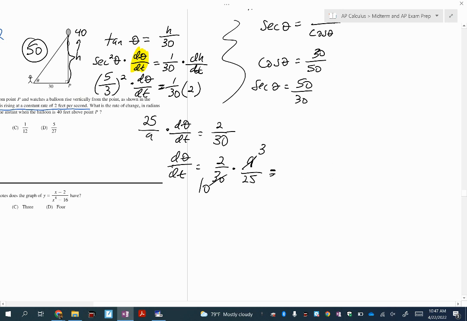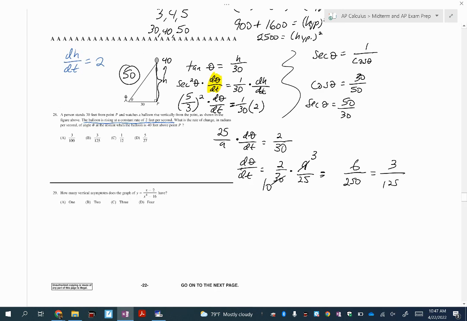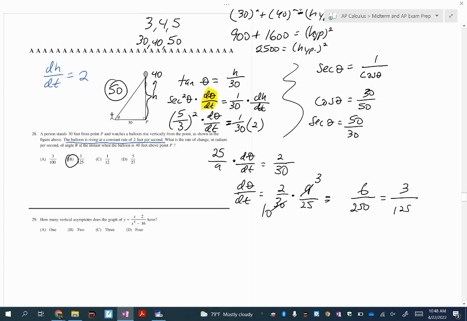What did I do wrong? I did something else wrong. Somebody found it? No. Because that reduces to this. Can you not reduce until the end? I guess you can. Okay. I didn't do anything wrong. It's 3 over 125. Man, I was going so well on that too.